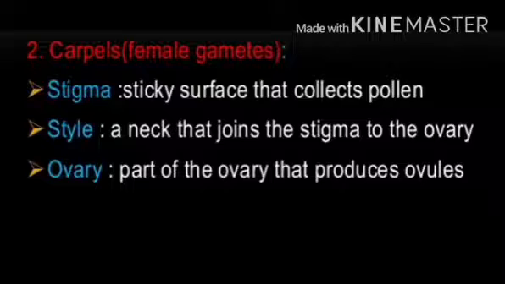Carpel is the female part. It contains stigma, style, ovary. Stigma is basically a sticky surface that collects pollen. Style, a neck that joins the stigma to the ovary. And ovary, the part that produces ovules. Stamen is the male part which contains male gametes, and it contains anther and filament. The anther is the head of the stamen that contains pollen grain, means the pollen grain is stored in the anther, and the filament is a long stalk to support the anther.